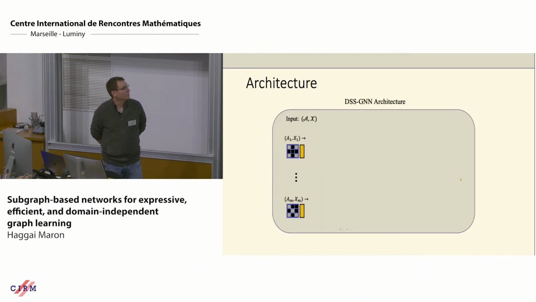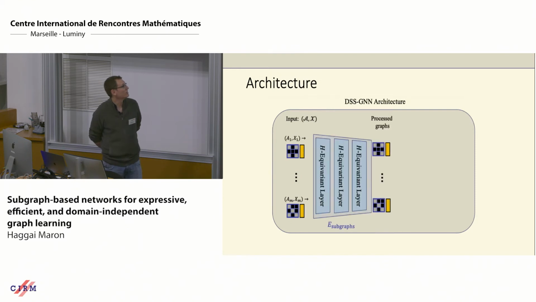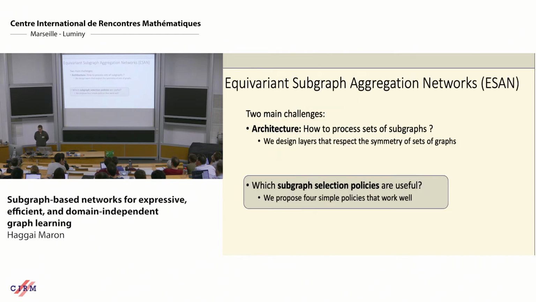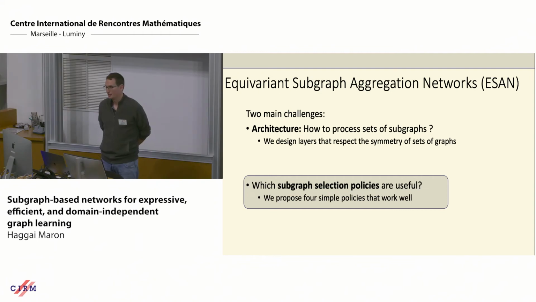And the whole network looks like that. We will have this input of list of subgraphs, several concatenated equivariant layers, and then we will have some pooling operation and a deep set encoder. So this concludes the part of the architecture. And one can show that this architecture is indeed equivariant to both the node permutations and the set permutations, or in more mathematical terms, to the action of the direct product of the group.